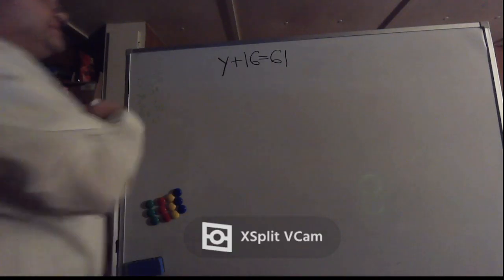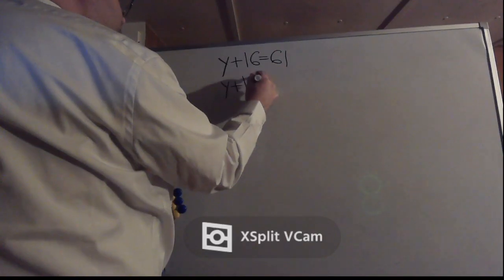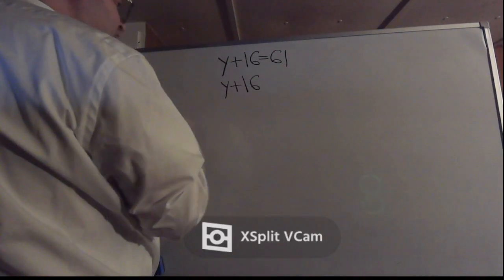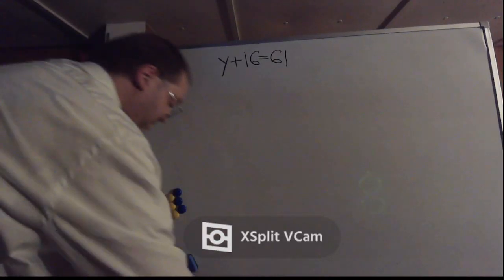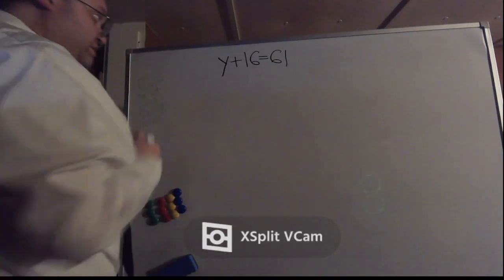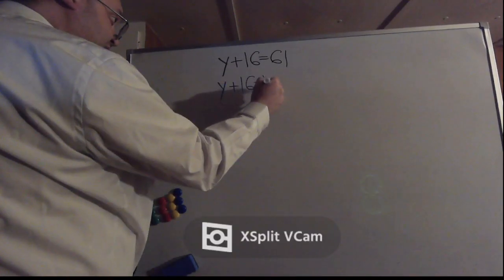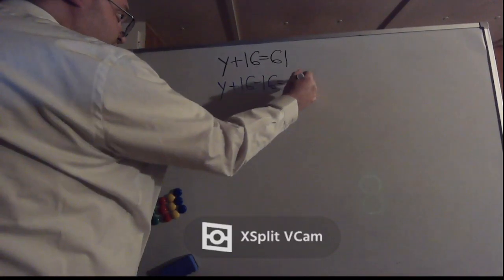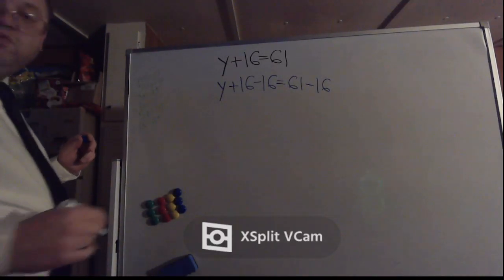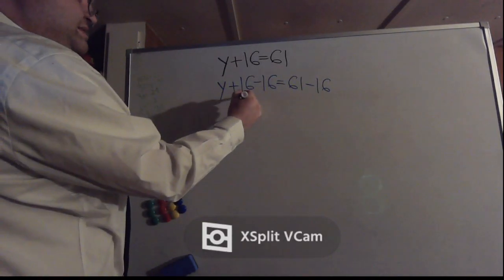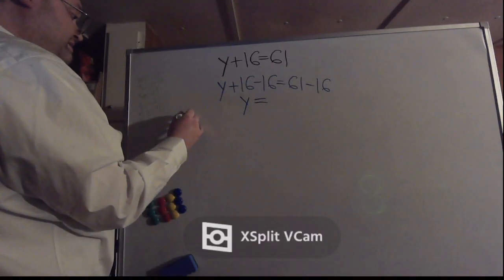You're going to subtract 16. But what you do to one side, you've got to do to the other. So you have y plus 16. Let's do that in blue ink. So y plus 16 minus 16 equals 61 minus 16. Well, 16 minus 16 is 0. You'll be left with y by itself, but what is 61 minus 16?